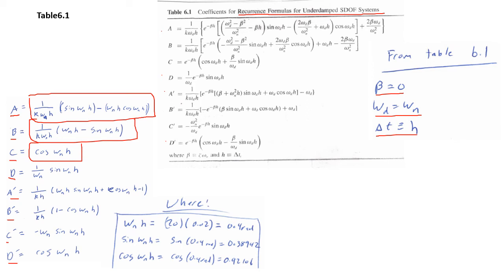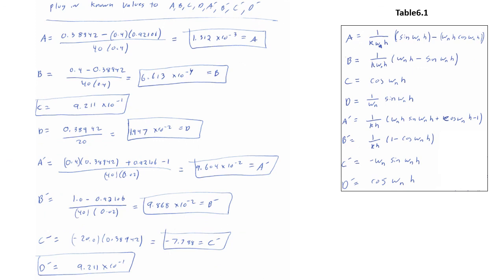If we plug in our known values, our omega n times h is really 20 times 0.2, or 4 radians. Our sine of omega n h is equal to the sine of 0.4 radians, or our value here of 0.38942, and our cosine of omega n h is equal to the cosine of 0.4 radians, or 0.9106. So we can now even simplify these down a little bit further when we plug in our known values. So we plug our known values into each of these expressions here.